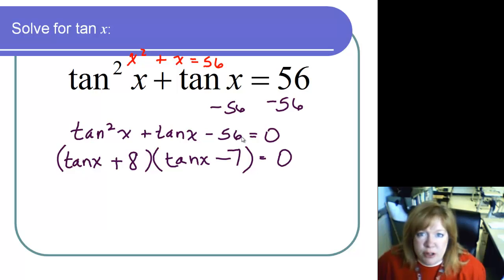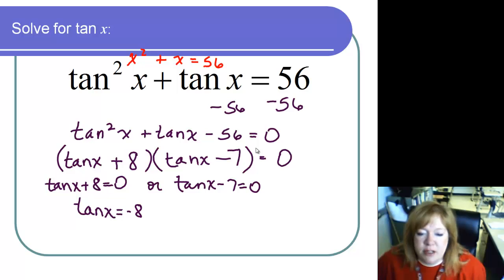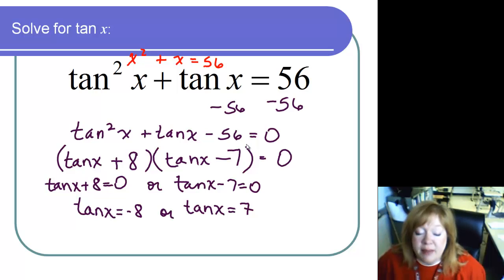If you remember your steps for solving by factoring, you set each factor equal to 0, which is very easy. And you'd end up with tangent of x equals negative 8, tangent of x equals 7. It's very easy, it just looks complicated. Now, if they'd ask me to solve for the angle x, I'd just do tangent inverse, but they didn't. They just want the tangent of x, so I'm done. So my answer is negative 8 and 7.